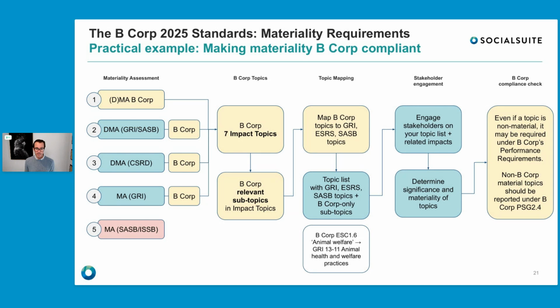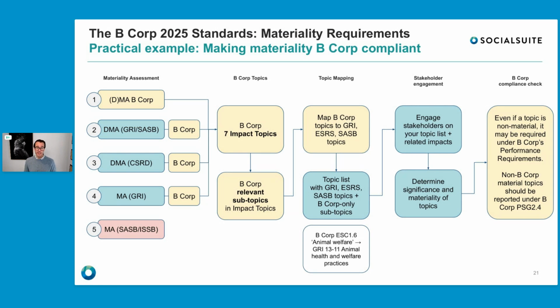Going back to the start of the webinar, B Corp has already worked out for you what you need to report on. The materiality assessment is for you to identify your material impacts on human rights, on people, on the environment. And for each of those impacts you're having, you should come up with a management plan. You need to manage them.